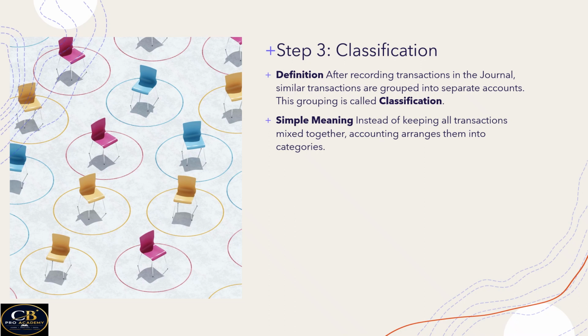Step 3. Classification. Definition. After recording transactions in the journal, similar transactions are grouped into separate accounts. This grouping is called classification. Simple meaning. Instead of keeping all transactions mixed together, accounting arranges them into categories.